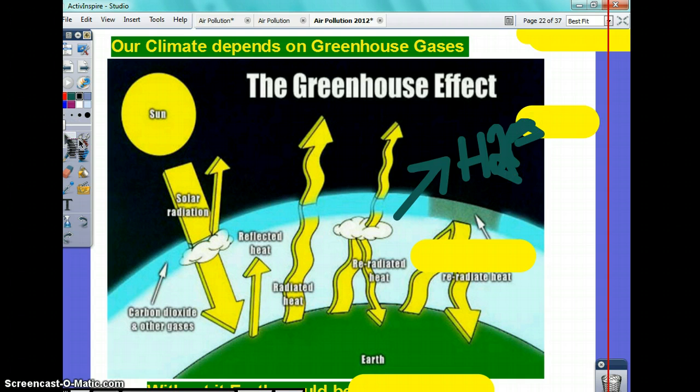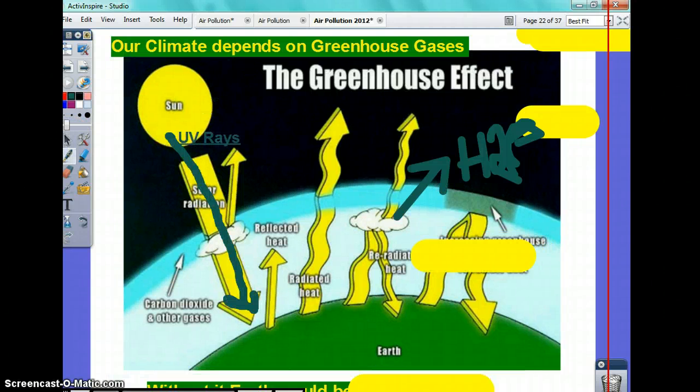All right, so let's go over this diagram. The sun's rays come down. I'm going to get yellow, if I could open the colors. Well, they come down as UV. Please write the word UV rays. Okay? So the sun's rays come down as UV rays, and then they're reflected back up, and we're going to change this arrow to red. They're reflected back up as infrared rays or heat rays.